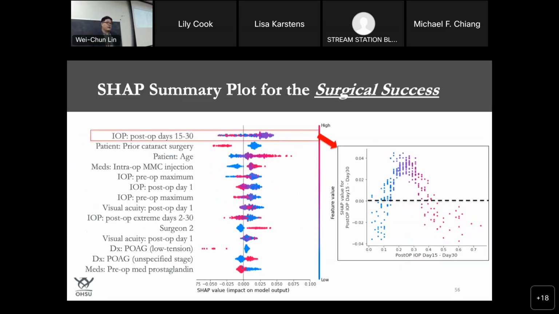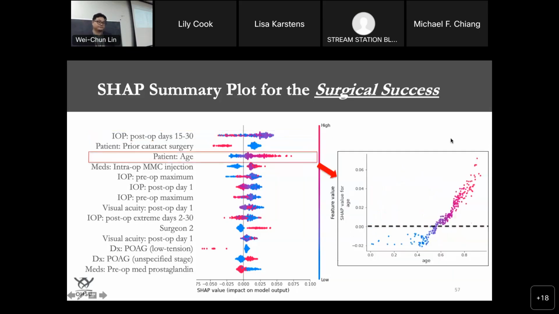Other than the surgical value plot, we can also explore the surgical success plot. Here again, the postoperative week 2 to 4 IOP is still the most important one. But in its dependence plot, we can see there's no clear linear relationship, and there are many points that have the same feature value, but their effect can be positive or negative. This indicates that using a single value, even the most important one in our model, to make a prediction for the long-term outcome will be pretty difficult. We also noticed that age shows a linear relationship for the surgical success rate.